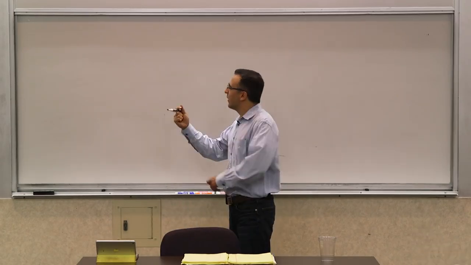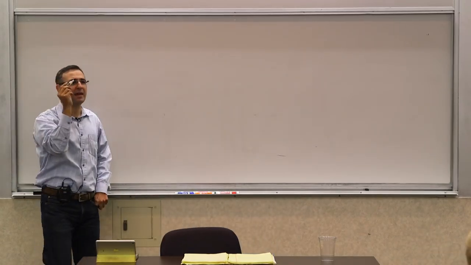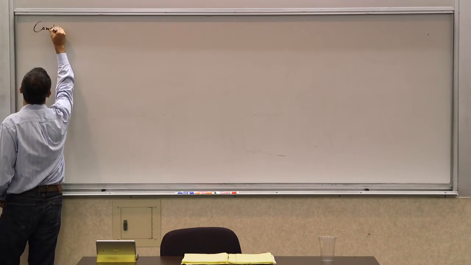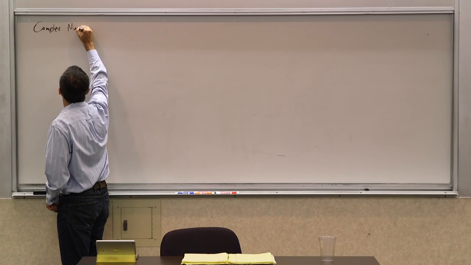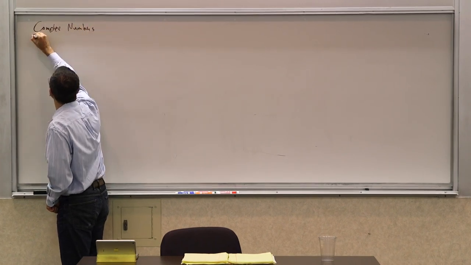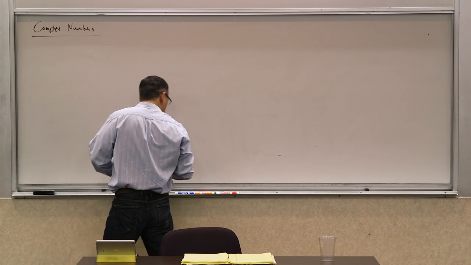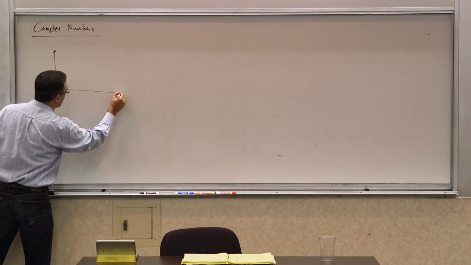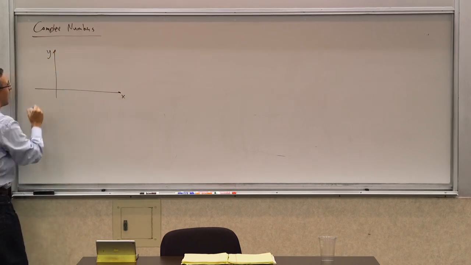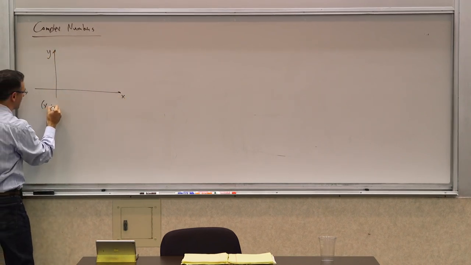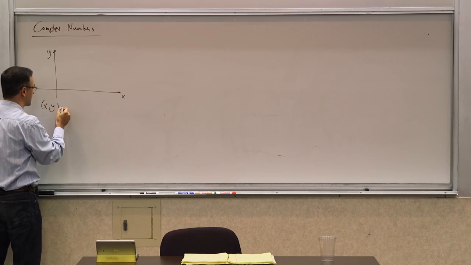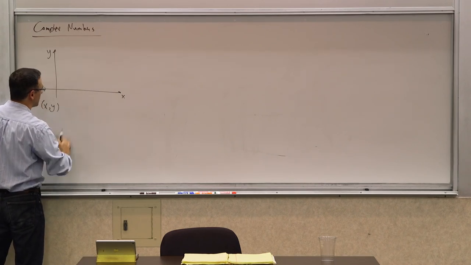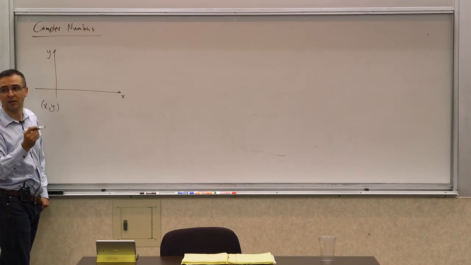But another way to think about it is as a pair of numbers. It's an ordered pair. Complex numbers can be thought of as an ordered pair. What's an ordered pair? Let's say you have x and y. When you say ordered pair, it means that in general (x, y) is not equal to (y, x). The order matters, as opposed to a set where the order doesn't matter.